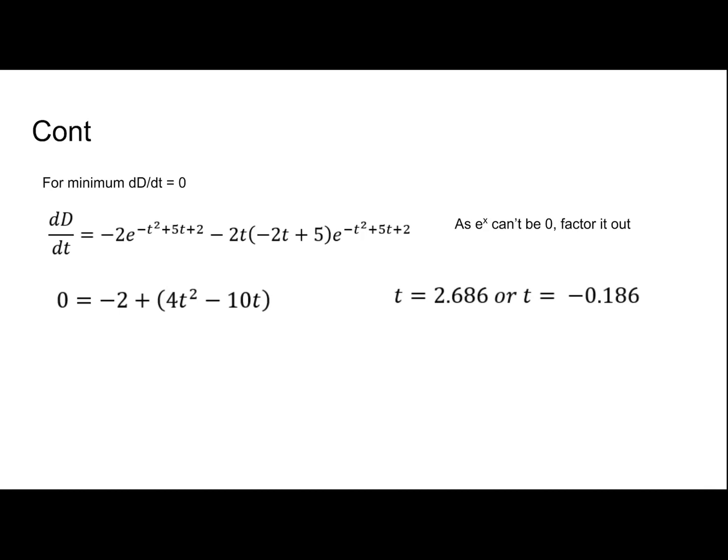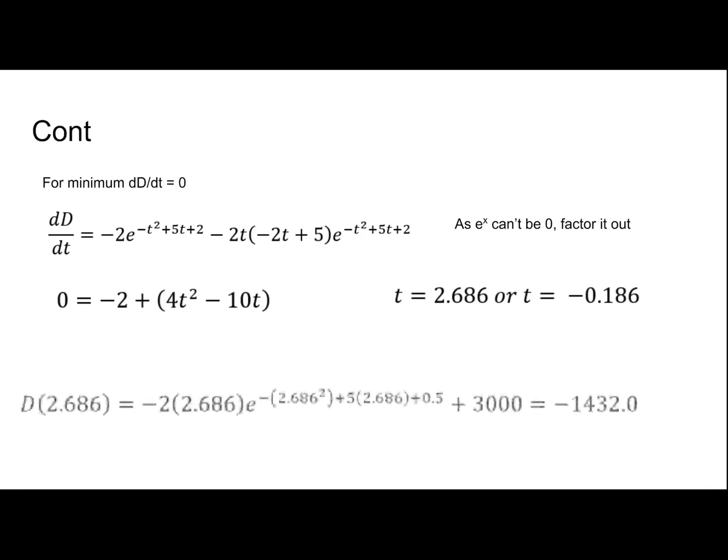Because we know that t cannot be negative, it's strictly positive, we're going to be ignoring t equals negative 0.186, and we're going to be using t equals 2.686. So if you substitute t equals 2.686 into your equation, you should get that our stock value comes out to be negative 1,432. When you're doing this, be very careful that you're putting brackets around whenever it's necessary.